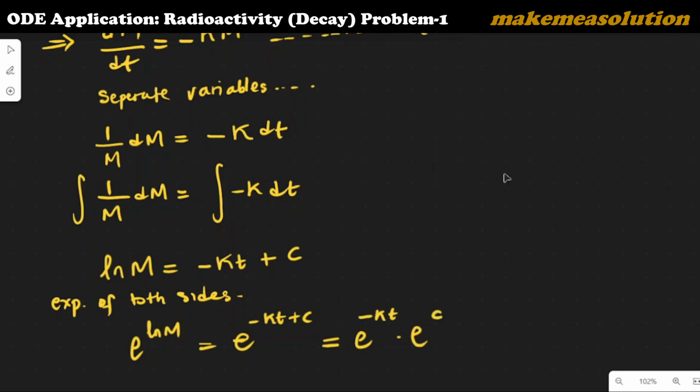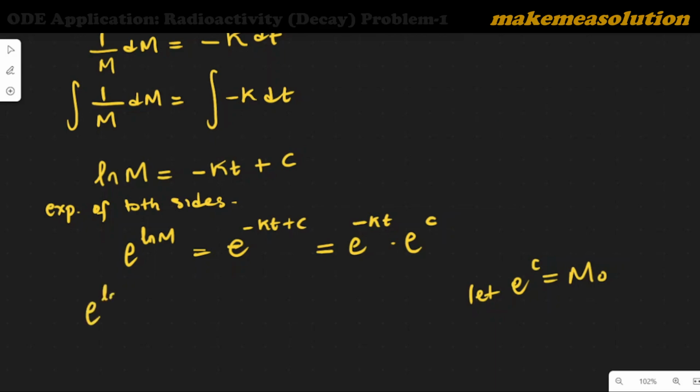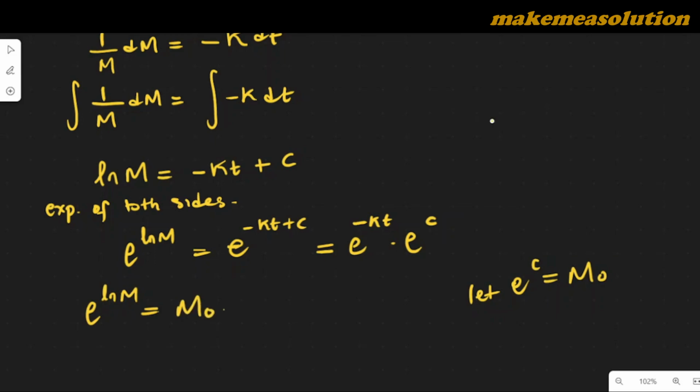So for the sake of this problem, we're going to let exponential c be m naught. So exponential ln m becomes m, where m naught can serve as the original mass, times e to the minus kt. In other words, our m of t is actually going to be m naught, the original mass, times exponential minus kt.